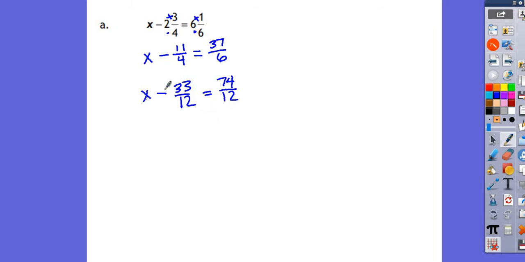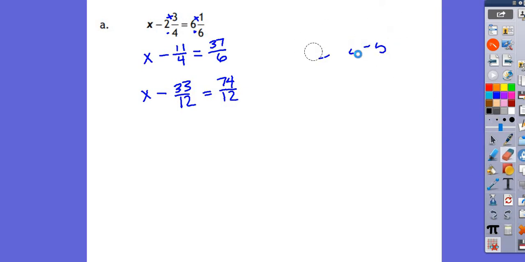So I know I need some number, subtract 33 twelfths from it, and I'm going to get 74 twelfths. Well, if I was looking at a simpler problem where it was x minus 2 equals 5, I need some number, take away 2, and it's going to get me 5. Well, I know if I added these two together and get 7, I know 7 minus 2 gives me 5, so my magic number was 7.